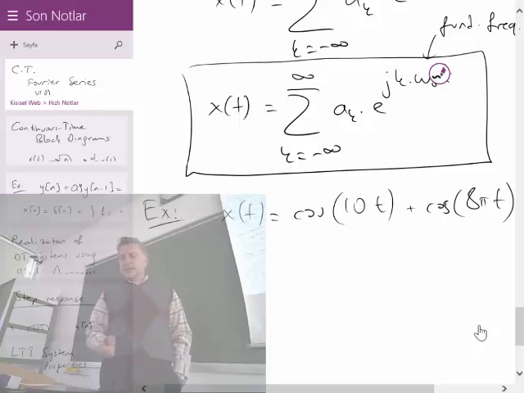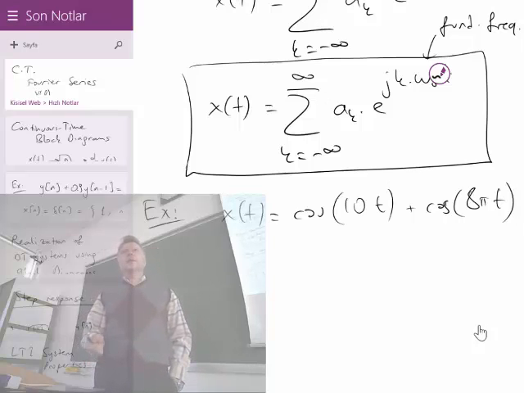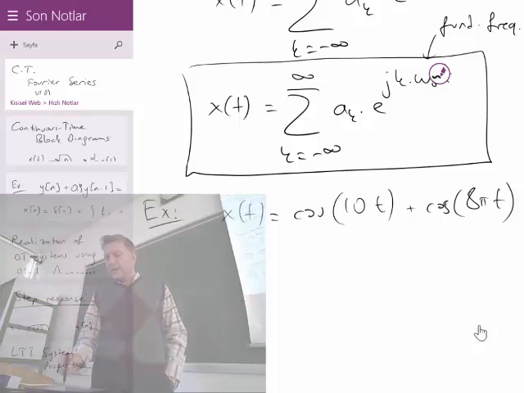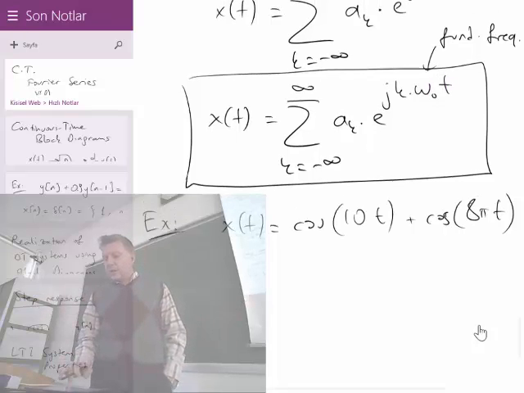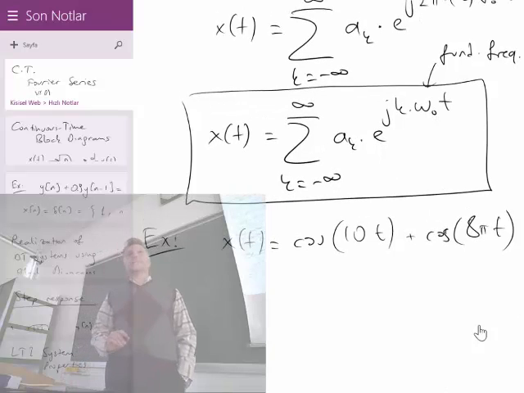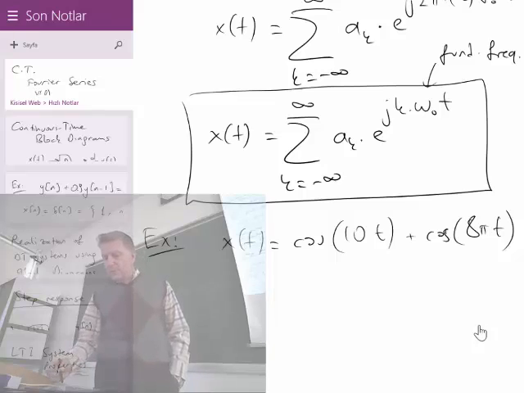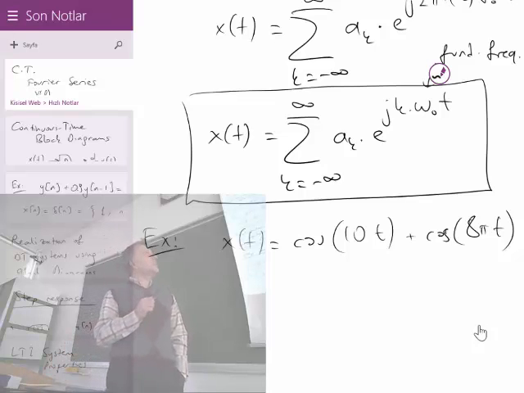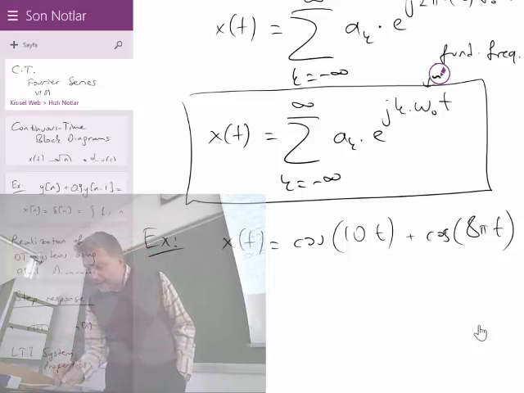What does it say? It tells you that every periodic signal, x of t, can be represented as an infinite sum, or a finite sum. Infinite also includes the finite case. Infinite sum of harmonics or complex sinusoids, which are in the form of e to the j times a frequency times t. And the frequency here is always in the form of k times omega 0.